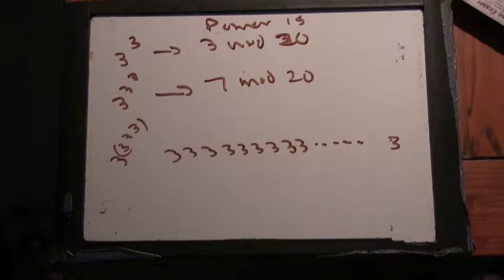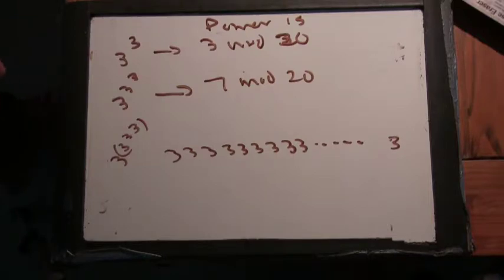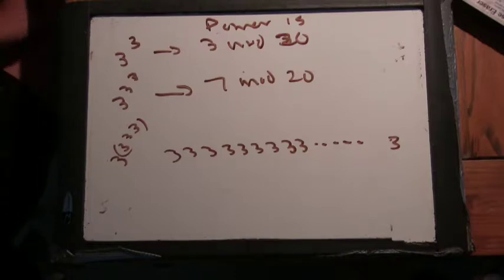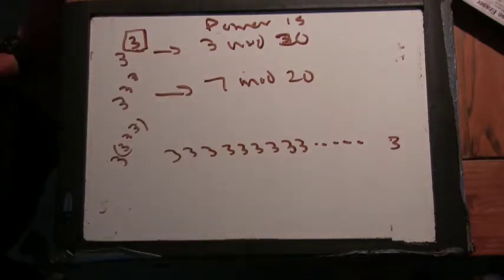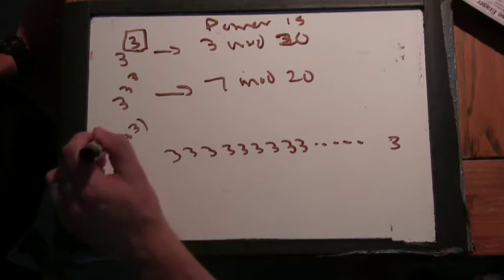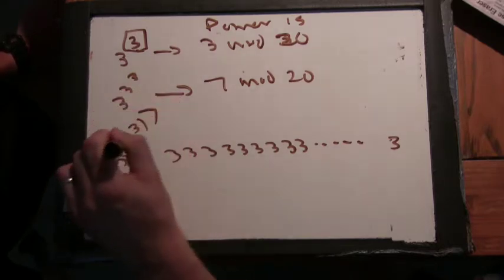Well, we know that three threes groups to be three. So maybe we can group and then group again once it simplifies. So we know that from this first one, 3 to the 3, so 3 threes is 3 mod 20. The power is 3 mod 20, because the power is 3. So we're trying to figure out what this power is, mod 20, 3 to the 3 to the 3.